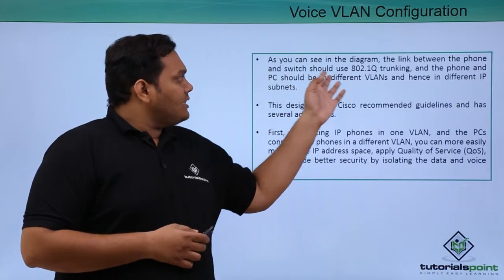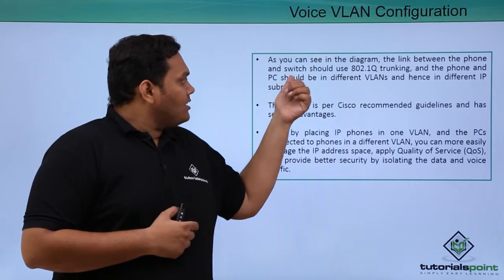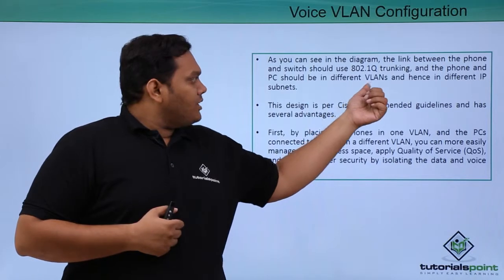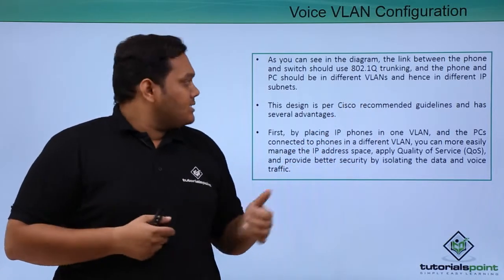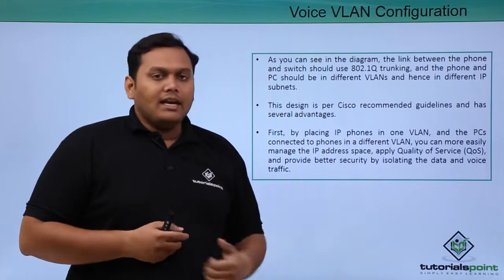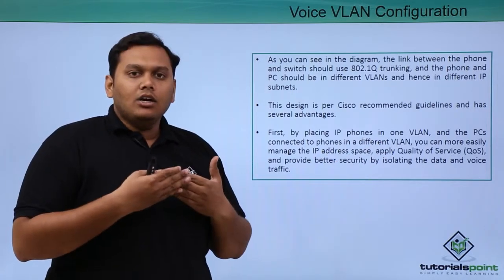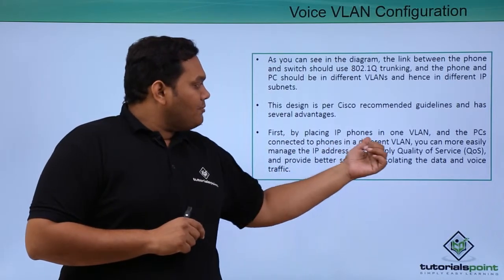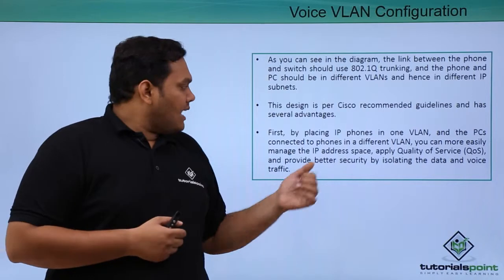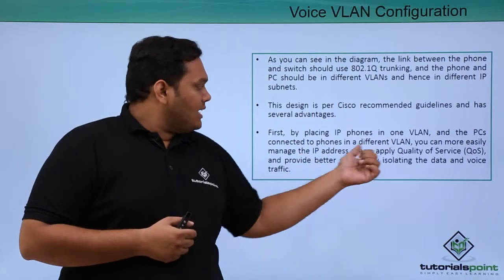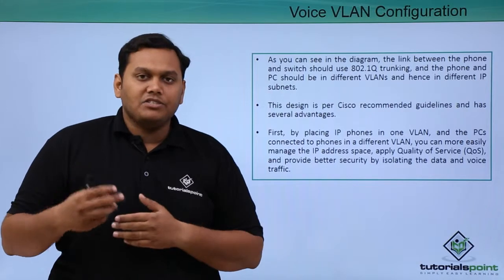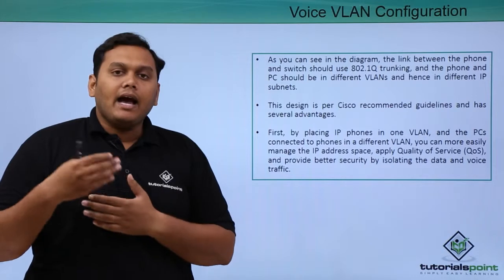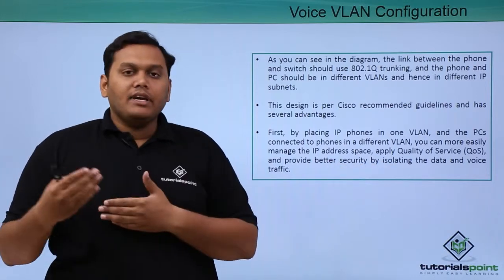As you can see in the diagram, the link between the phone and the switch should be .1Q trunking, and the phone and PC should be in different VLANs and hence in different IP subnets. This design follows Cisco recommended guidelines and can carry voice packets as well as data frames at the same time. By placing IP phones in one VLAN and PCs in another VLAN, you can more easily manage the IP address space, apply quality of service, and provide better security by isolating the data and voice traffic.